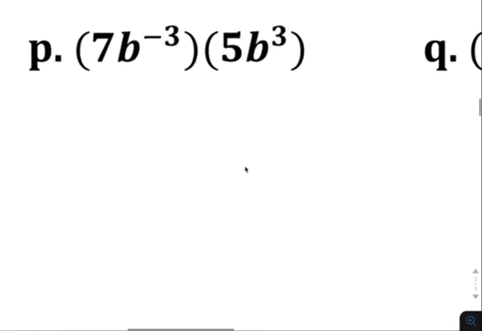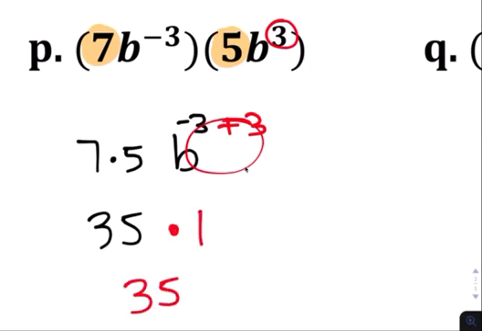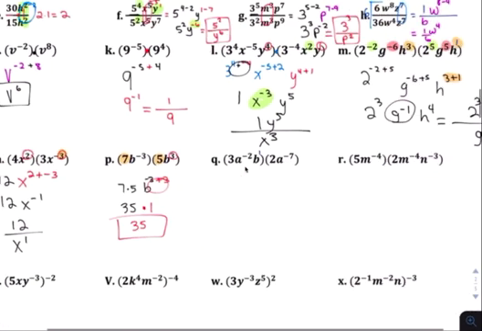This one, same thing. Different bases, not the same base, so you multiply 7 times 5 is 35. B to the -3, and the other one is a 3 plus a -3. You get b to the 0 power, which is 1, and 35 has no negative exponent, so it's not a fraction.